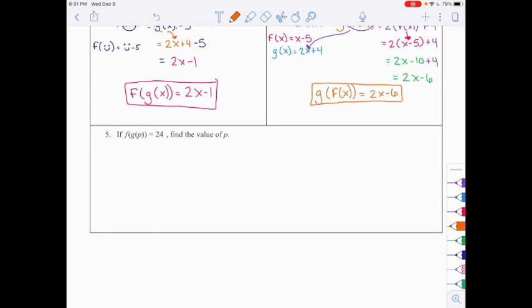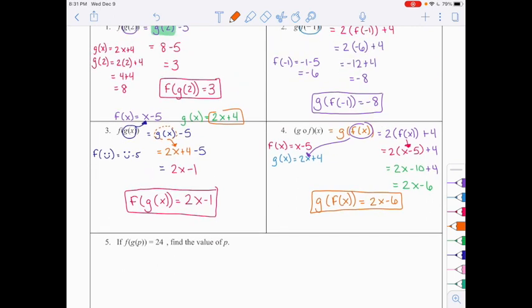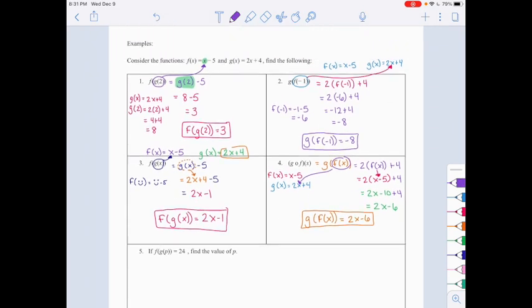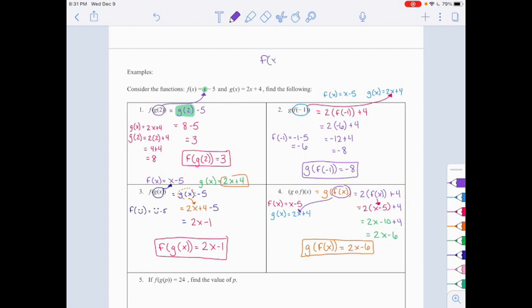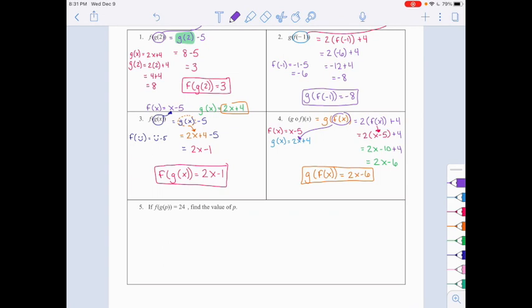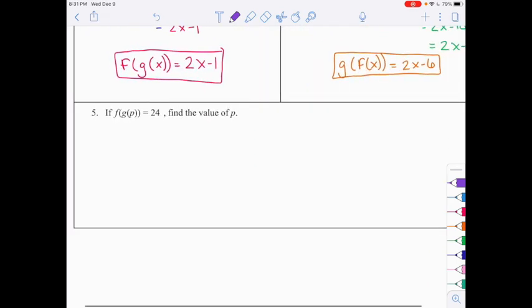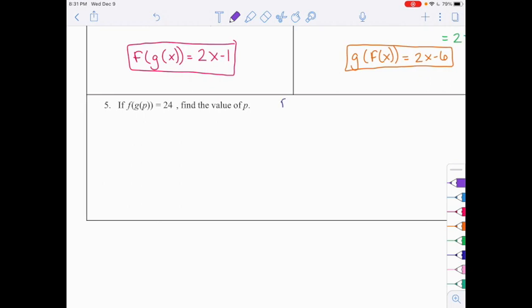They can also ask me to find some values. Oh, also, I just want to reinforce, this is not multiplication. Please know the difference between the notation. Multiplying f times g would just be like f of x, g of x. Notice the difference in that notation, please. So this is not multiplication. So here again, I'm going to work inside out. I'm still using the same f and g. So f of x is still x minus 5, and g of x is still 2x plus 4.